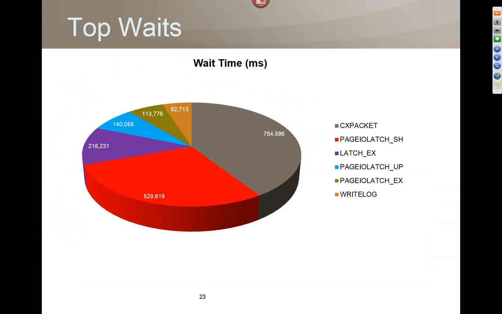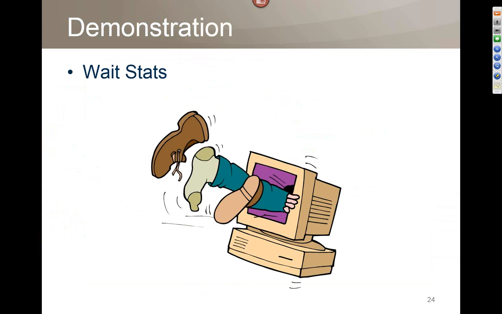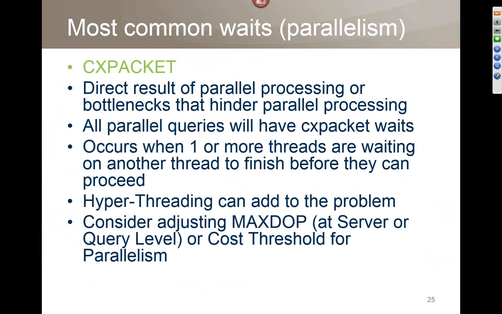It's CX packet wait, which may or may not be a problem, and I'll talk about that in a second. But it does tell you that's what I'm waiting on the most. And then PAGEIOLATCH_SH, which is physical disk, and then so on and so forth down the line. It's going to look something like that. And those waits, the most common waits that you'll see, not necessarily in the order that you'll see them, but just some of the most common ones. One of them is CX packet wait.